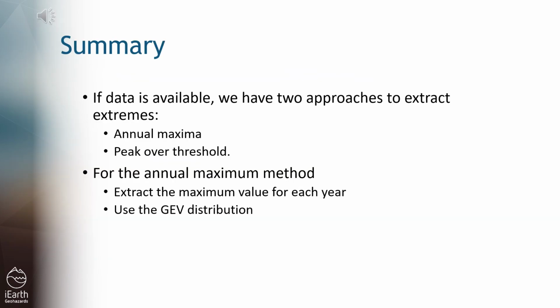A brief summary of this presentation. If we have streamflow data available, we have two approaches to extract extremes. The first one is the annual maximum method. The second one is the peak over threshold method. For the annual maximum method, we extract the maximum value for each year, and we use the generalized extreme value distribution.